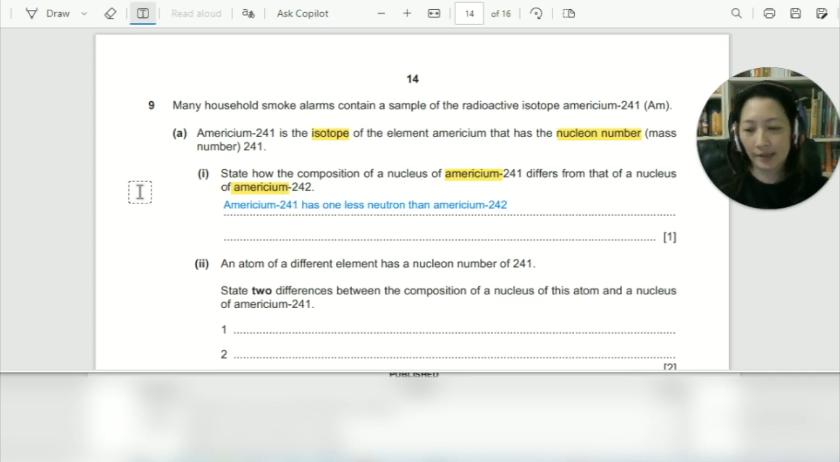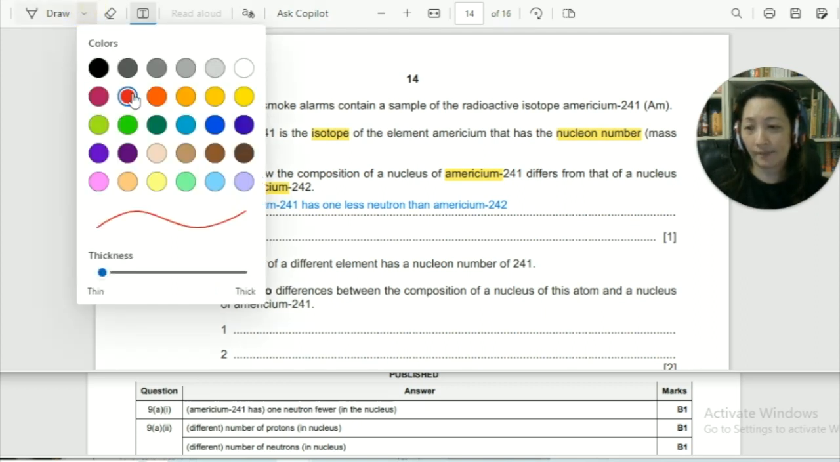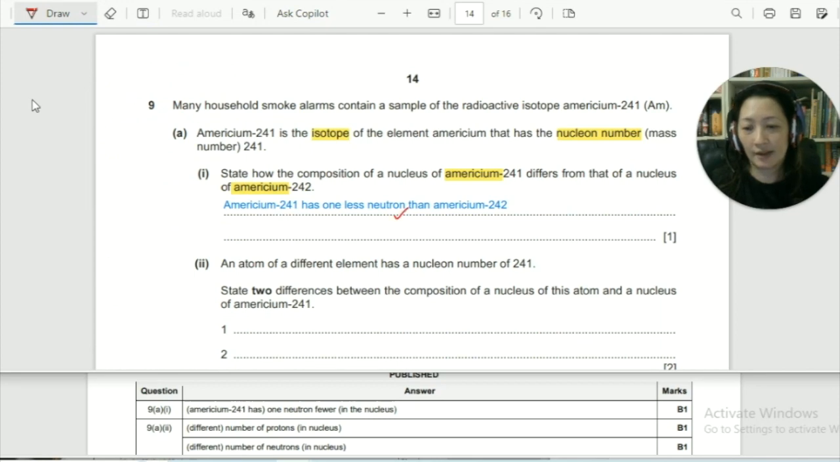Let's check against the mark scheme. As written in the mark scheme, americium-241 has 1 neutron fewer in the nucleus. So, ta-da! That's where we got our 1 mark.